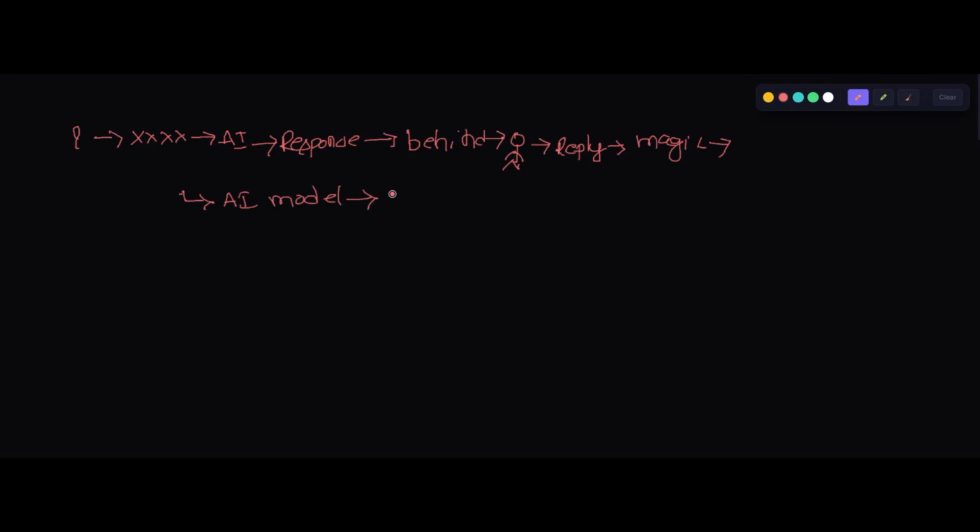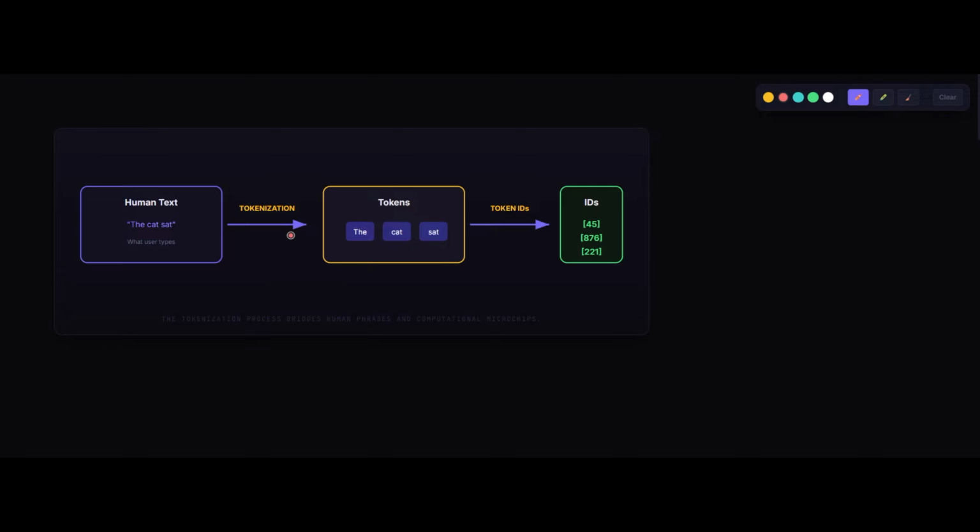Let me start with the first step, that is called tokenization. For any AI model, the first step before giving a response to us is tokenization. So what is tokenization? Tokenization is the process of converting text into smaller pieces. We'll see here in this diagram. I have the human understandable text, that is "the cat sat".